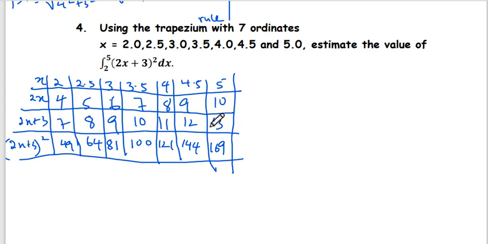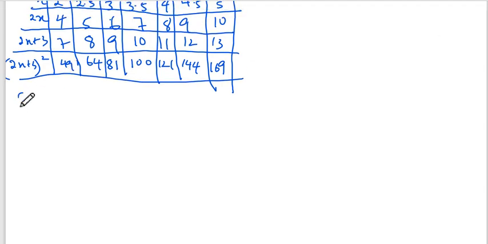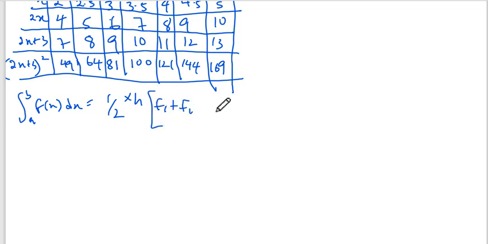Now the trapezium rule, we need to know the formula. If you have the integral from a to b of f(x) dx, that will be the width times the first plus the last ordinates, plus 2 multiplied by the sum of the remaining ordinates, let's say f2 plus f3 plus f4 plus f5 plus f6.